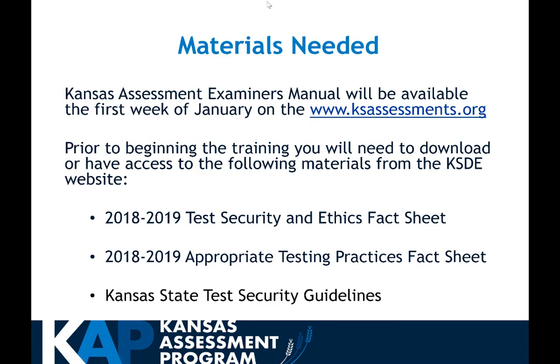If you have given assessments in the past, please note that this site address has changed. One of the most important documents that you will need to access and review after the first week of January is the Kansas Assessment Examiner's Manual. You will need to download this manual and review it before the state assessments begin. There are 3 documents that you need to have to be able to have everything you need for this training. You will need to have the Test Security and Ethics Fact Sheet. You will need to have the Appropriate Testing Practices Fact Sheet and the Kansas State Testing Security Guidelines document. Those can also be found on the ksde.org at the bottom of the assessments page.